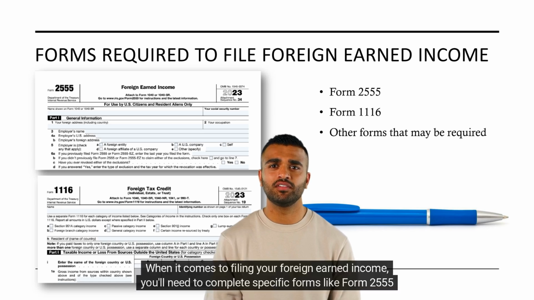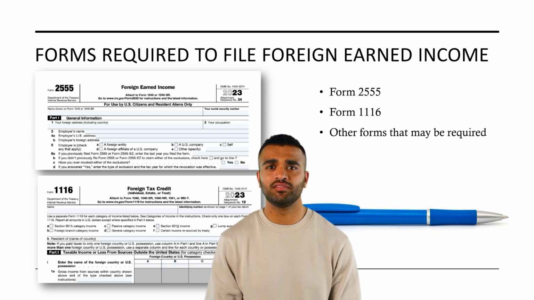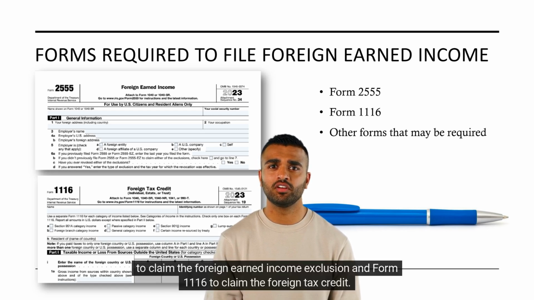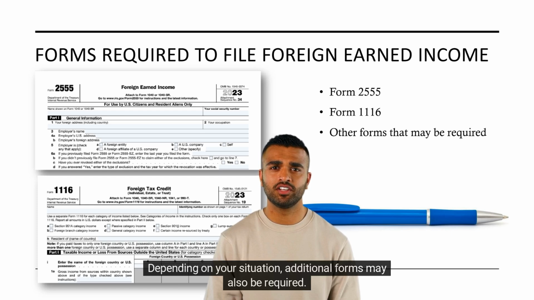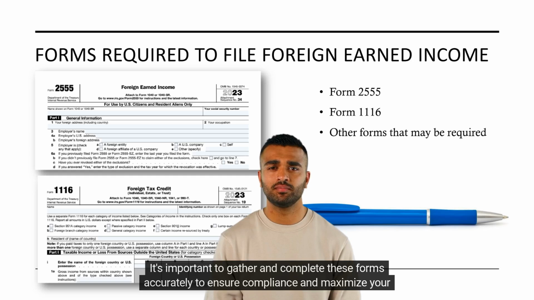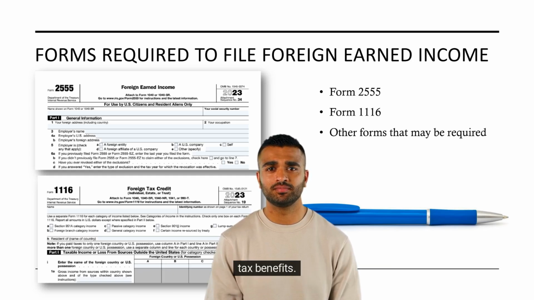When it comes to filing your foreign earned income, you'll need to complete specific forms like Form 2555 to claim the foreign earned income exclusion and Form 1116 to claim the foreign tax credit. Depending on your situation, additional forms may also be required. It's important to gather and complete these forms accurately to ensure compliance and maximize your tax benefits.